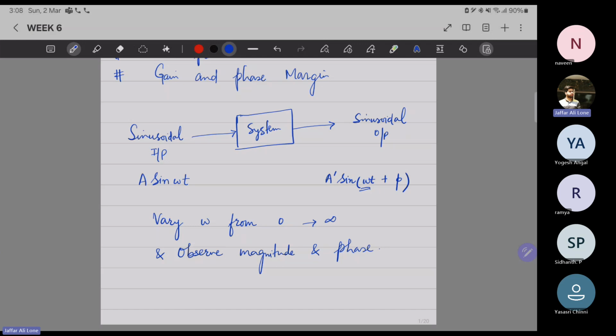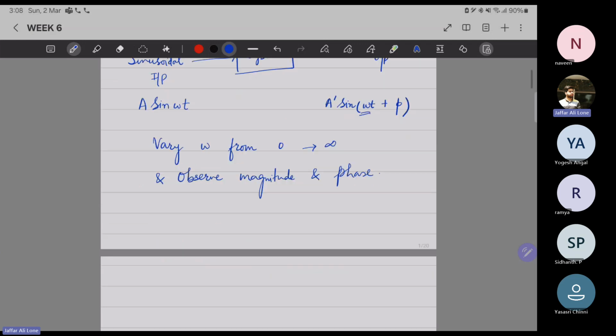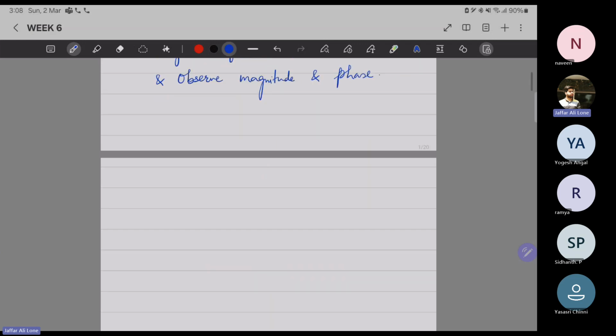In general, when we talked about the time domain analysis of a second order system, I wrote the CLTF of the second order system as omega n square over s square plus 2 zeta omega n s plus omega n square. Correct? So this is my closed loop transfer function.